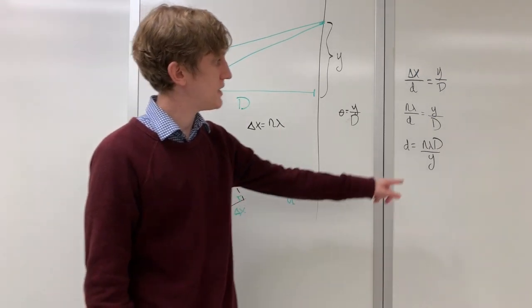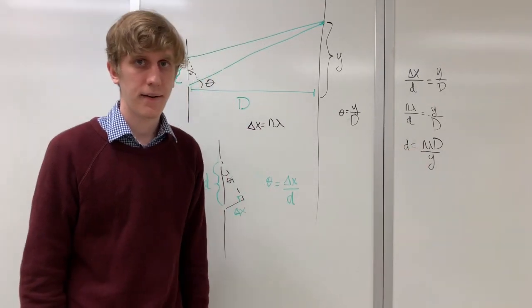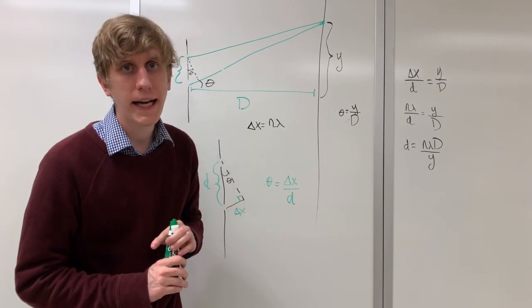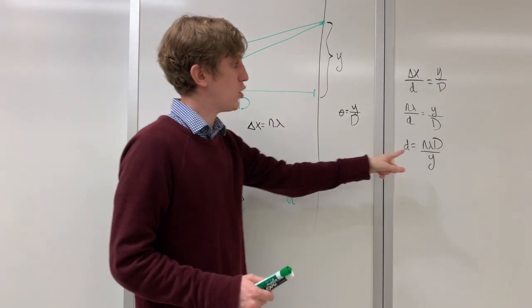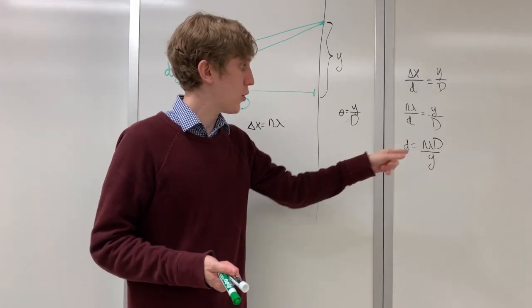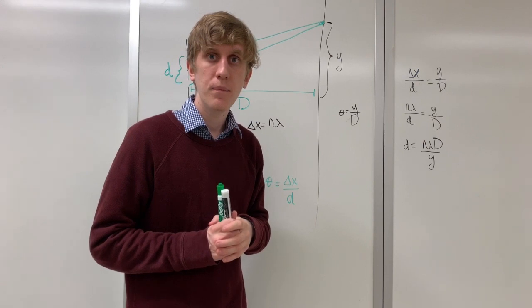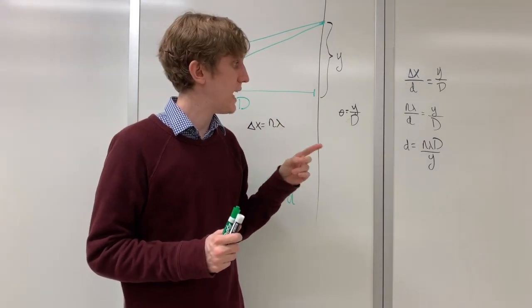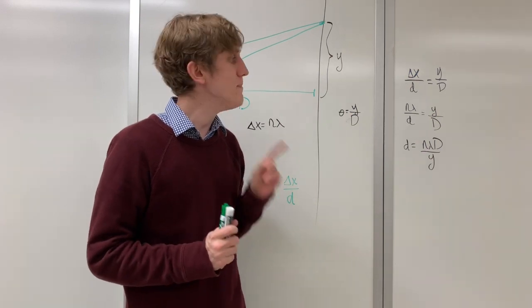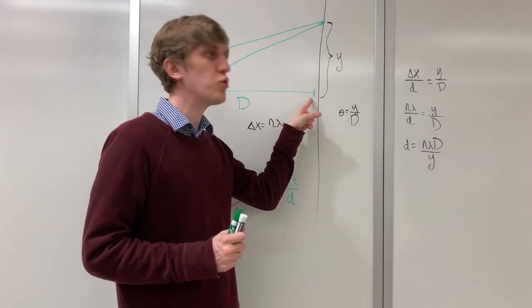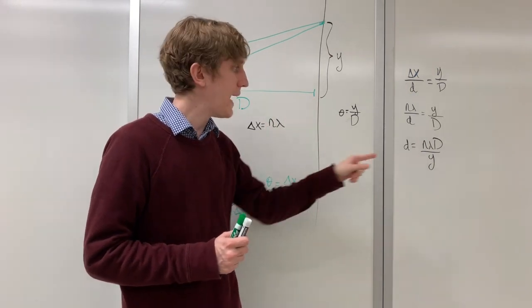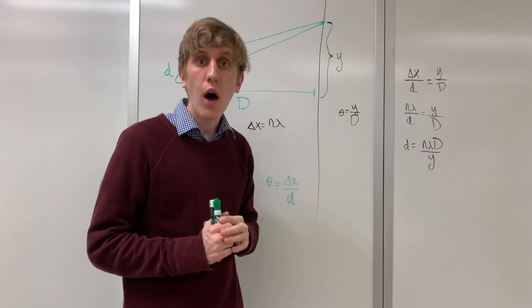Something to note is the presence of this value, n, here. In this case, n tells us which bright spot we're looking at. The central bright spot corresponds to n equals 0. The first bright spot corresponds to n equals 1. The second bright spot corresponds to n equals 2, and so forth. In our experiment, we measured the distance between the central bright spot and the first bright spot above it. So in that case, n is just equal to 1.